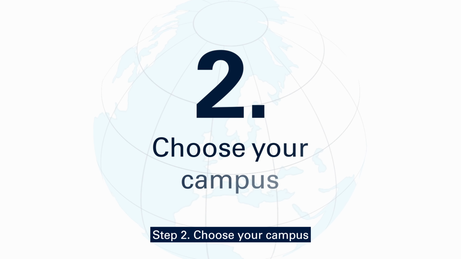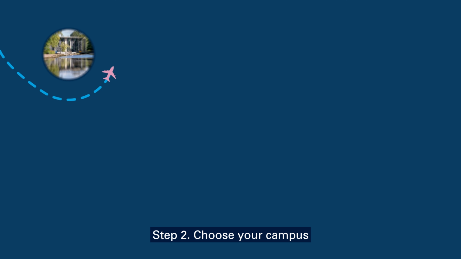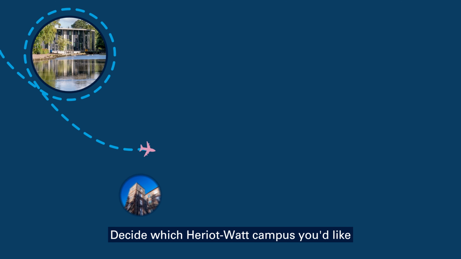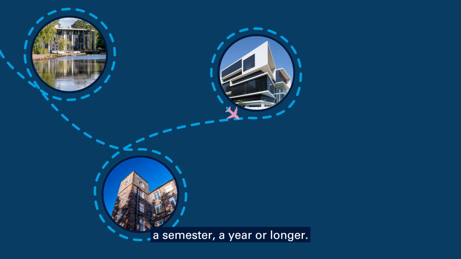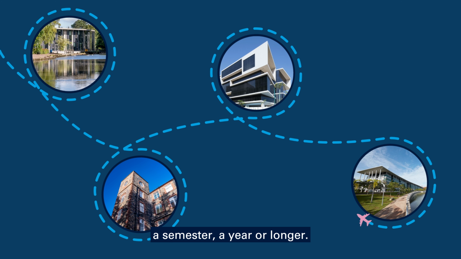Step 2. Choose your campus. Decide which Heriot-Watt campus you'd like to study at and for how long. A semester, a year, or longer.